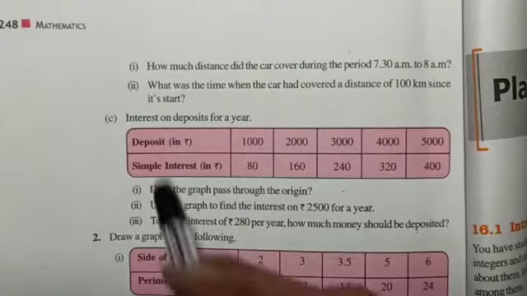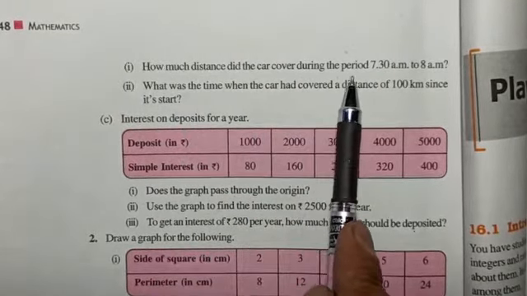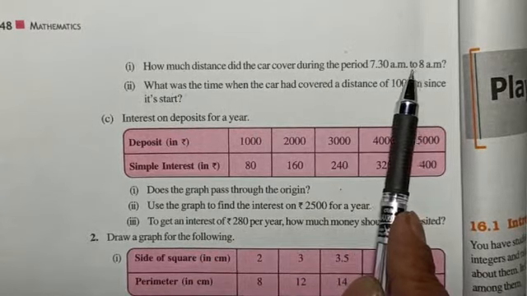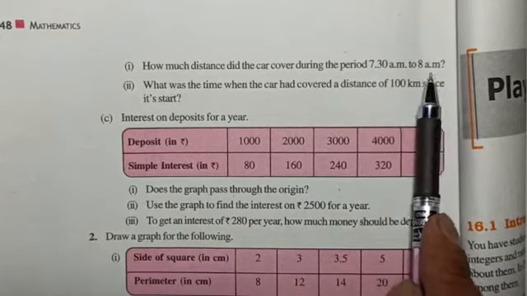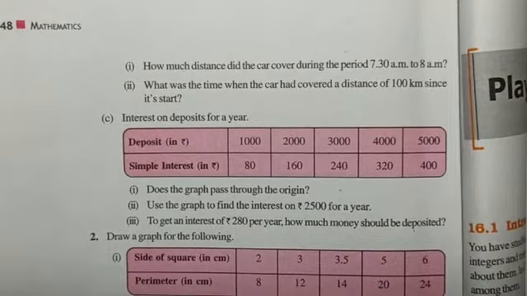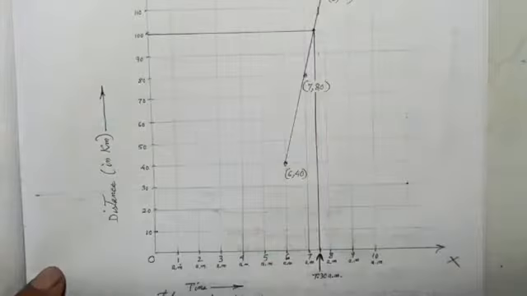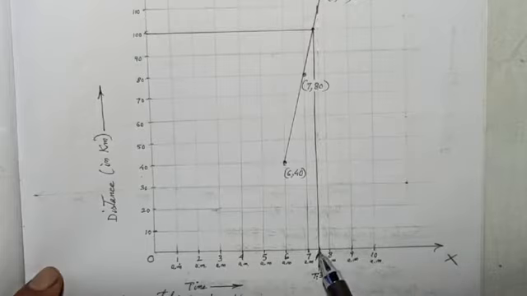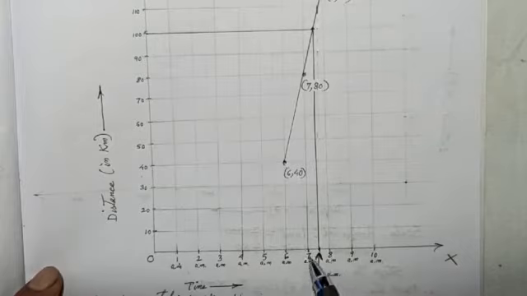Now question number B, Roman number 1. How much distance did the car cover during the period 7:30 a.m. to 8 a.m.? We are going to write how much distance the car covered during the period 7:30 and 8 a.m. So now at 7:30 a.m. at that time, this is the point. This is 7 a.m. This is 8 a.m. and in the middle, this is 7:30 a.m.